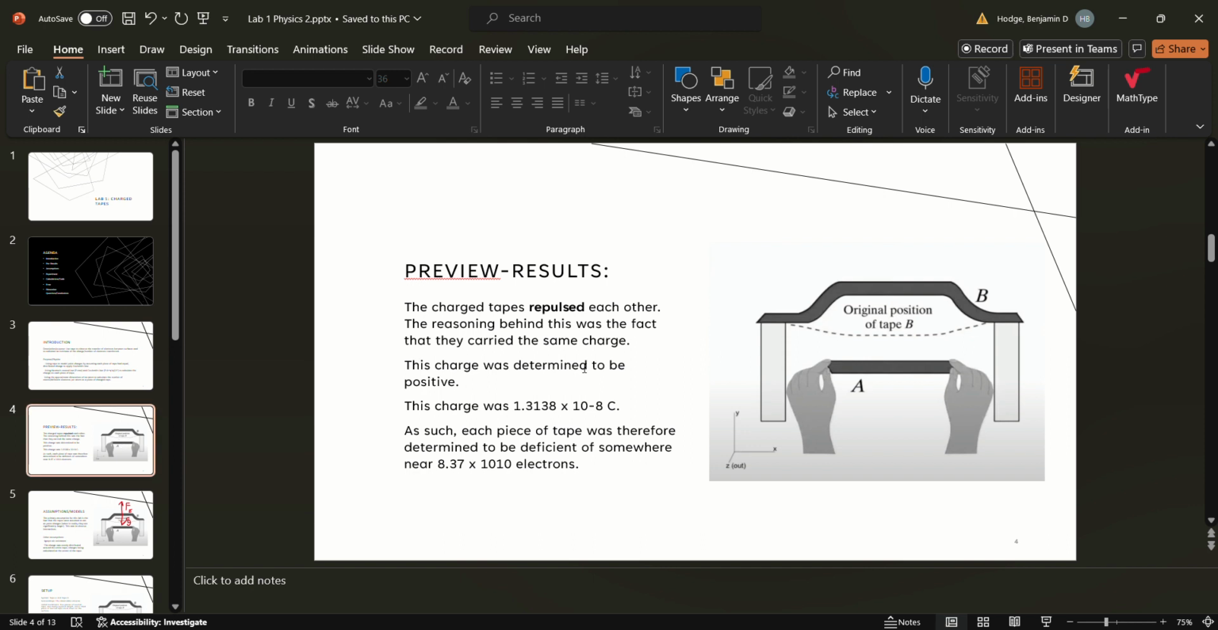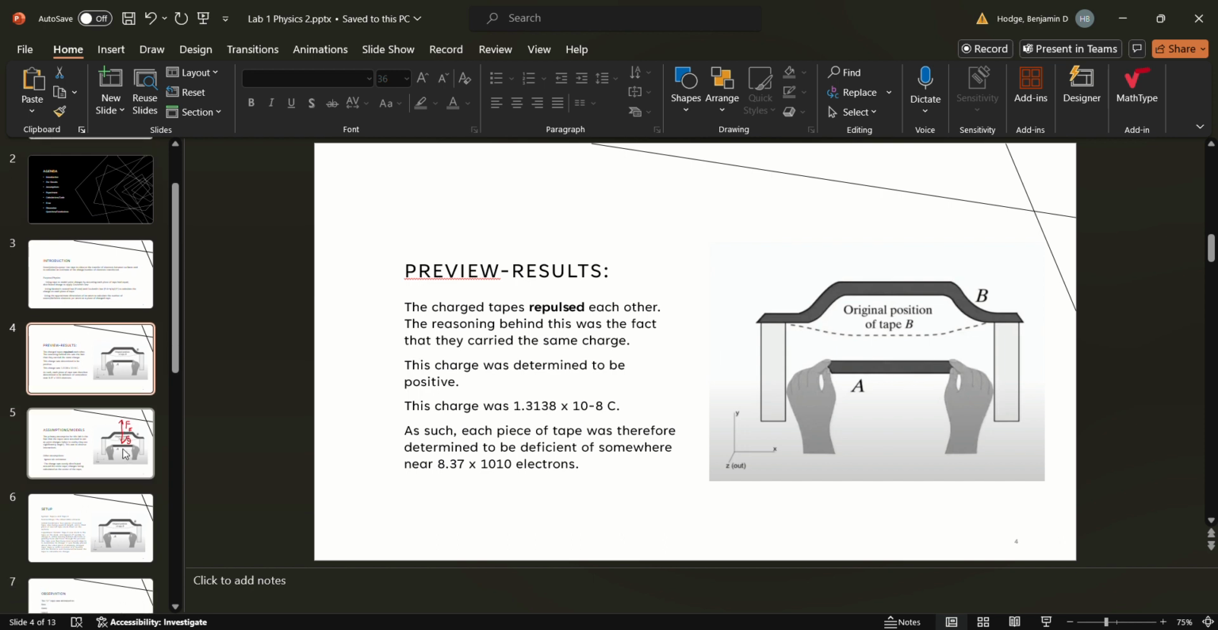So it's pretty cool. This is the preview results. The tapes repulsed each other because they carried the same charge, as would be expected of point charges. The charge was determined to be positive. You'll see why in a second. And the charge was determined to be 1.3138e-8 coulombs. And as such, each piece of tape was therefore determined to be deficient of somewhere near 8.37 times 10 to the 10 electrons. Pretty cool. Let's get into why we found that, though.